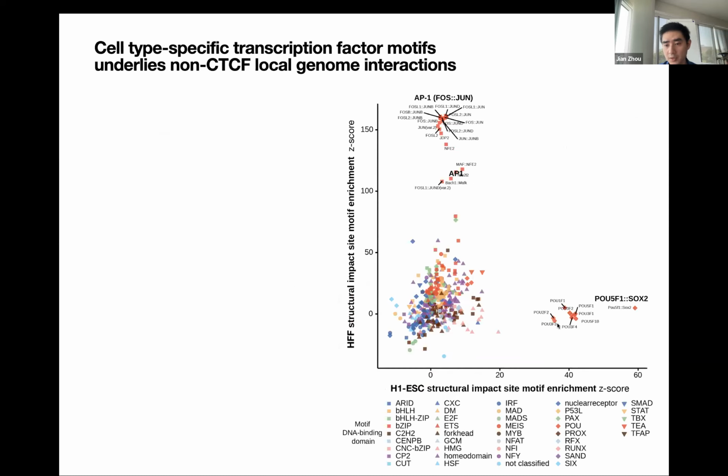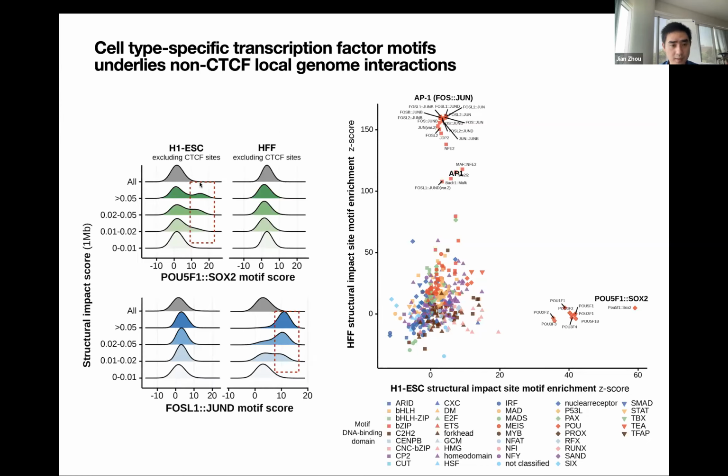And when we look at the motif enrichment in those regions, we find that there's actually a very cell type specific enrichment. So when we look at the enrichment of motifs in H1 embryonic stem cells that impact the 3D genome, we find strongest enrichment of the POU5F1 SOX2 motif, which is known to have a strong important function in embryonic stem cells, whereas in the skin fibroblasts, we find that the strongest enrichment was from the AP1 family motifs. Which is also consistent with the known biology for the skin fibroblast.